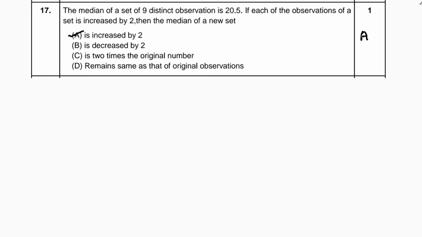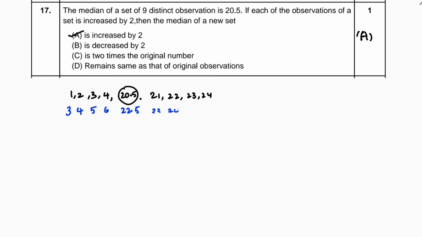I'll take an example and I'll explain. For example, 9 observations are there. But the median is here 20.5 when there are 9 observations. So the median will be in the middle, like 20.5. Then you can take 21, 22, 23, 24. So these are the 9 observations. Now suppose each observation is increased by 2, so this will become 22.5, and this is 23, 24, 25, 26. So now still the median will be in the middle only, that is 22.5. So median also will be increased by 2. So correct option here is A.